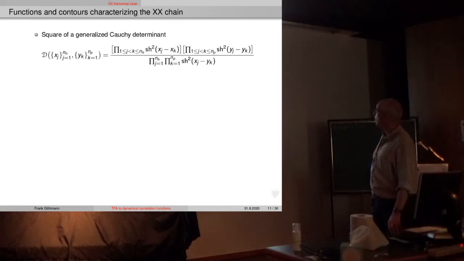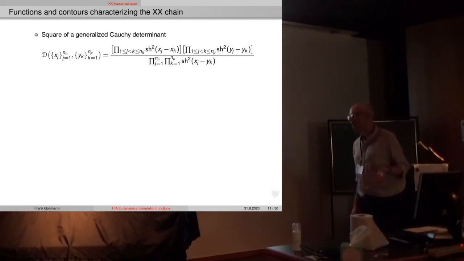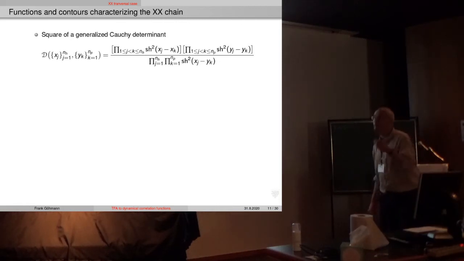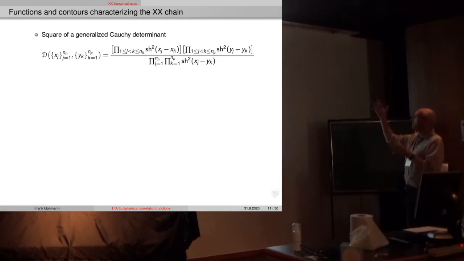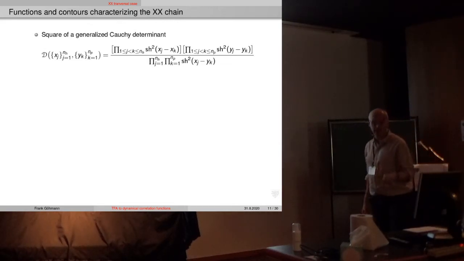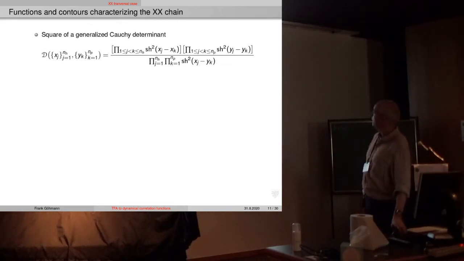Then I said there is some more stuff. If you know, for instance, form factors in quantum field theory, they may have some determinant structure, or squares of determinants with some poles in here. This is such a thing. Here in this case it's a generalized Cauchy determinant, the square of a generalized Cauchy determinant, which has second order poles where particle and hole variables coincide.